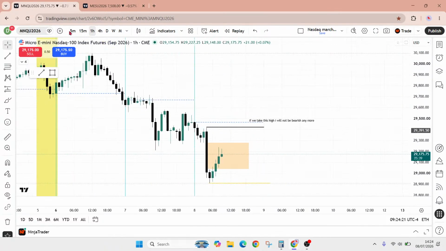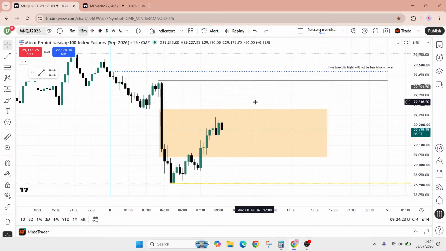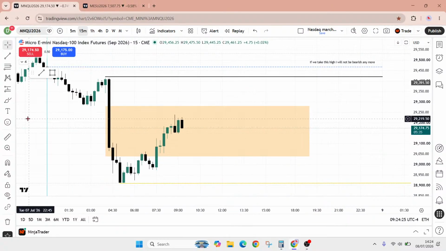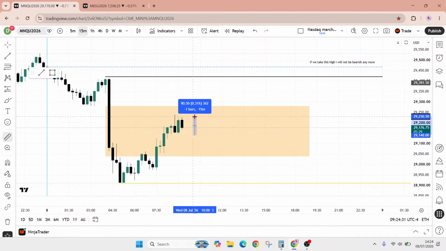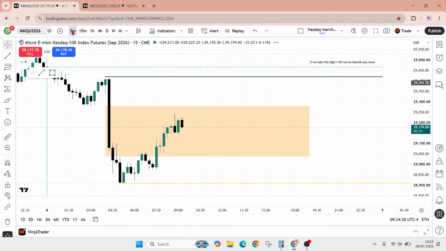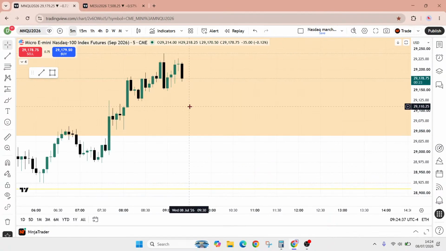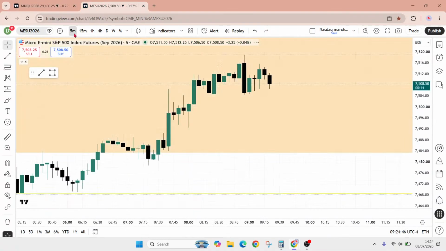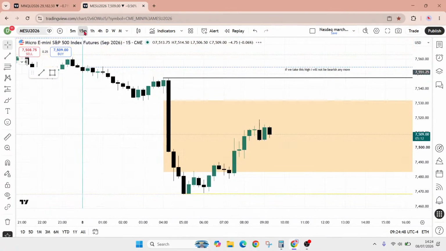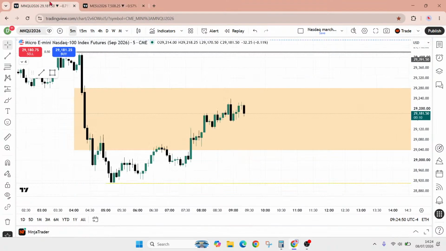Here I'm looking for a bearish move. Now, if this 15-minute candle closes bearish, that is a huge stop loss, which is not very nice in a way to say. But if I have to go with bearishness, I go with clearly Nasdaq.